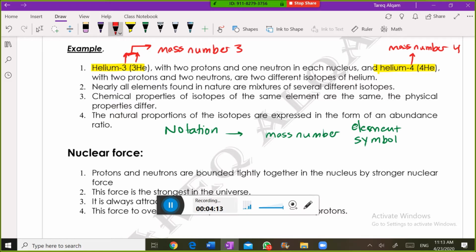All elements found in nature are a mixture of several isotopes. The chemical properties of isotopes are the same. Oh, sorry, they are different in the physical properties, right? They are different in the physical properties.